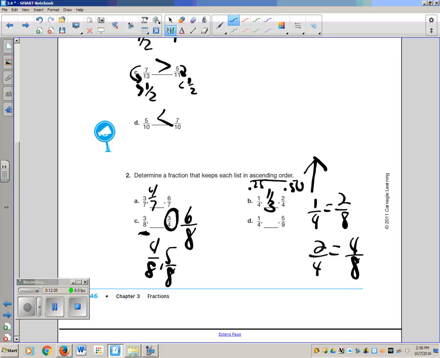Look at D, 1/4 and 5/9. Common denominator. Let's go with 36. I multiplied 4 times 9. I got to multiply the 1 by 9. So that's 9/36. I multiplied 9 by 4. I have to multiply the 5 by 4. So you have to write a fraction that's in between 9/36 and 20/36. You have lots of options there.